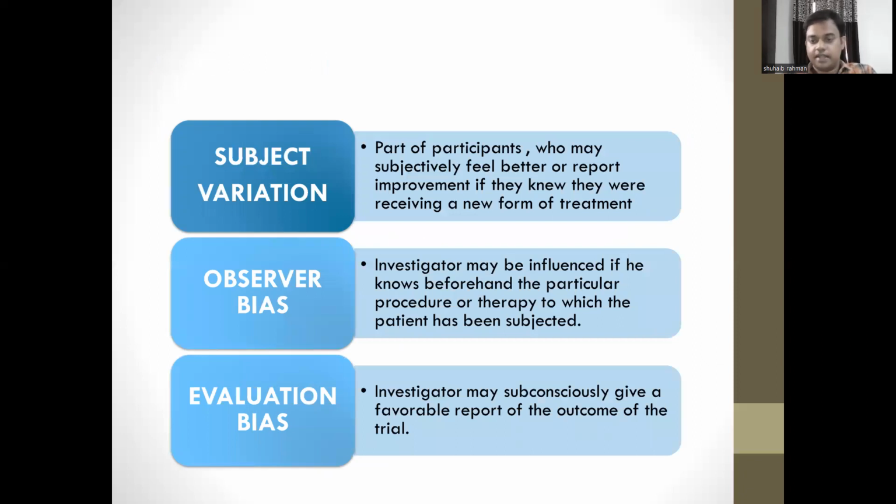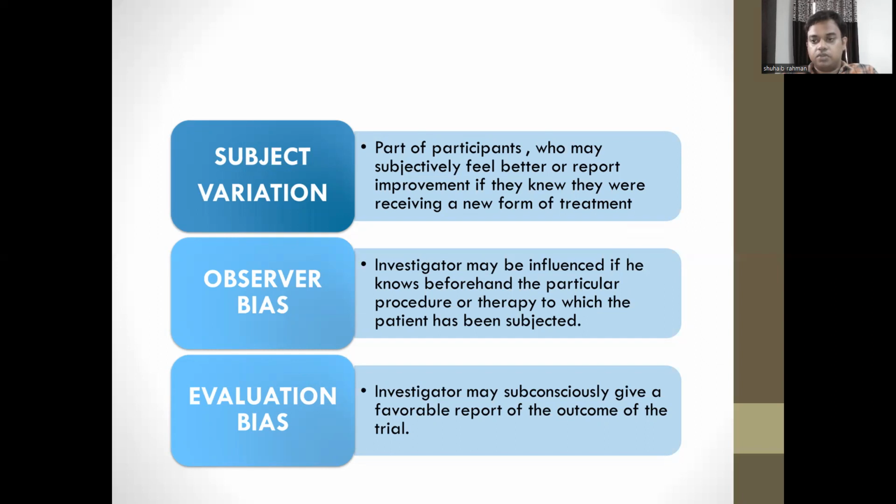Then there are certain biases which can happen when we are doing experimental research. One is subject variation. That is, participants may subjectively feel better or report improvement if they know they are receiving a new treatment. Then comes observer bias. The investigator may be influenced if he knows beforehand which procedure or therapy the patient has been subjected to. If the patient knows that he is in that particular study, he may report a positive result, that he is recovering better. It's a psychological thing and it can affect our result.